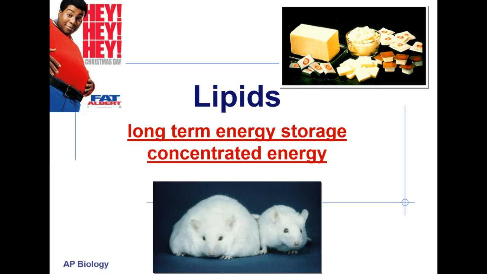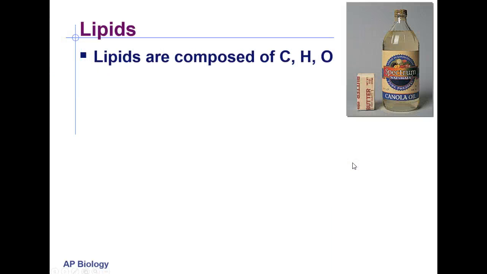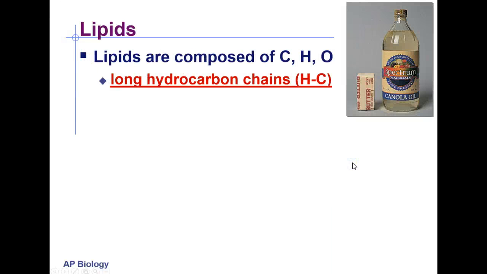It's very concentrated energy as well. Just like carbohydrates, they're formed from carbons, hydrogens, and oxygens. However, where the carbohydrates had the 2-to-1 ratio of hydrogen to oxygen, these don't. For these, we tend to see again those long hydrocarbon chains, long chains of carbon and hydrogen. And again, that's why this is part of that group of chemistry called organic chemistry or carbon chemistry.